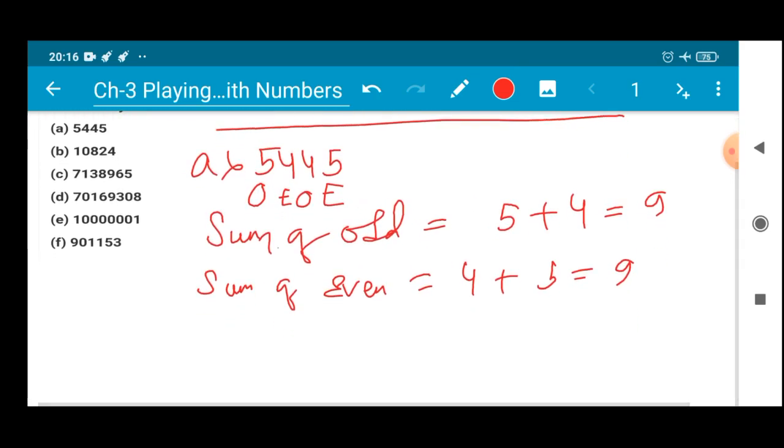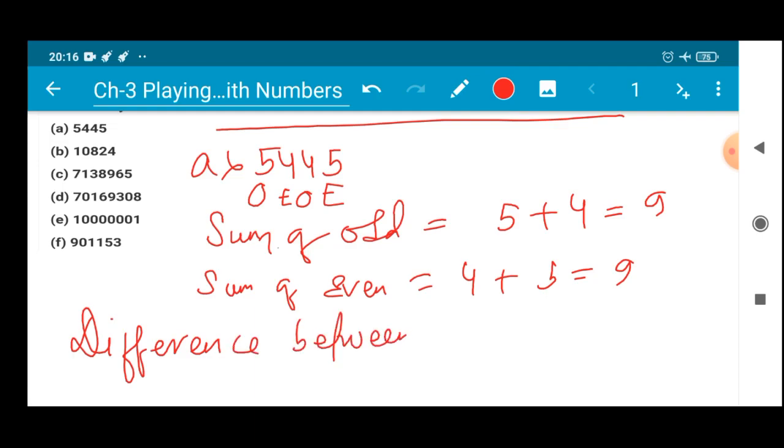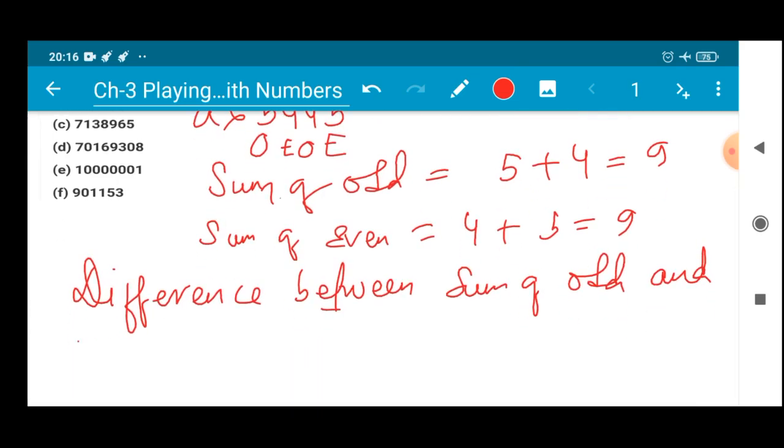Now what was our next step? Our next step was to find the difference between the sum of odd and even positions, which is 9 minus 9. The sum of odd positions is 9, the sum of even positions is also 9. When you subtract this you'll get 0.